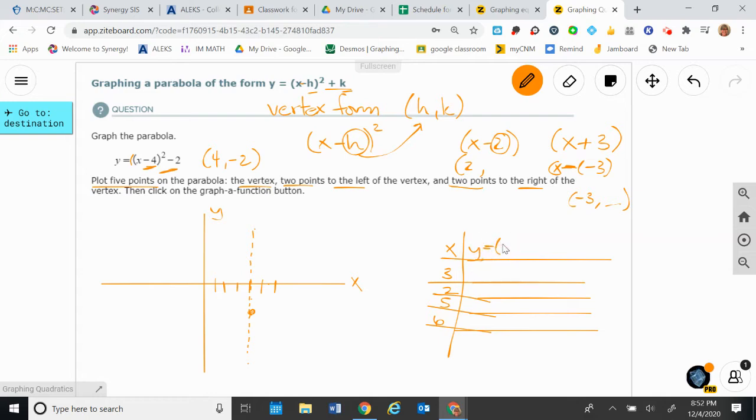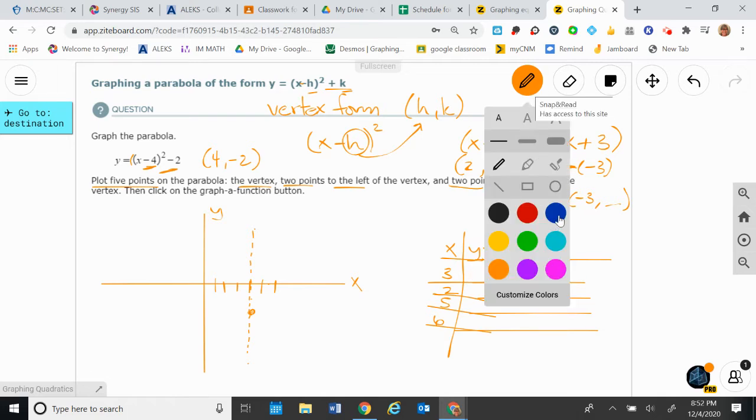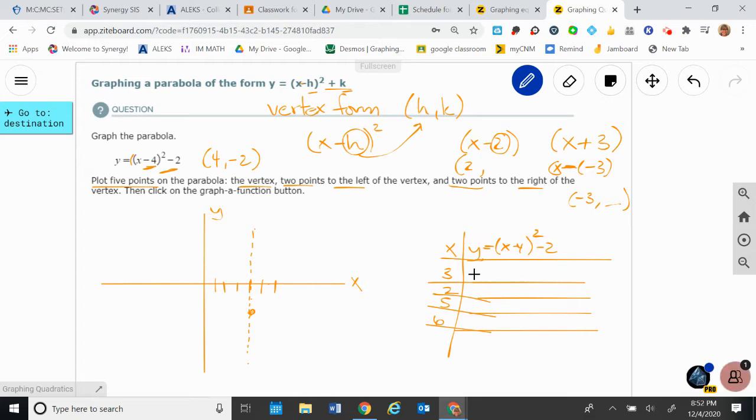We're going to go (x - 4) quantity squared minus 2. So we're just going to plug this in, okay? I'm going to change colors for myself. We're going to go 3 minus 4 because we're plugging in the x: (3 - 4) squared minus 2. That's -1. Okay, -1 squared is 1. 1 minus 2 is -1. This one, (2 - 4) quantity squared minus 2. 2 minus 4 is -2. -2 squared is 4. 4 minus 2 is 2.